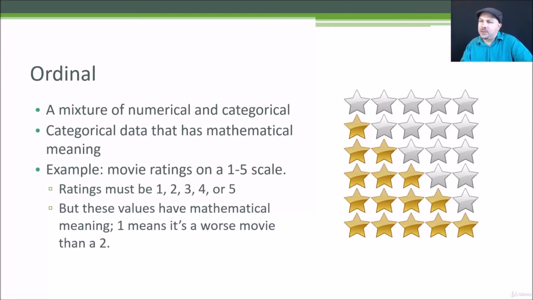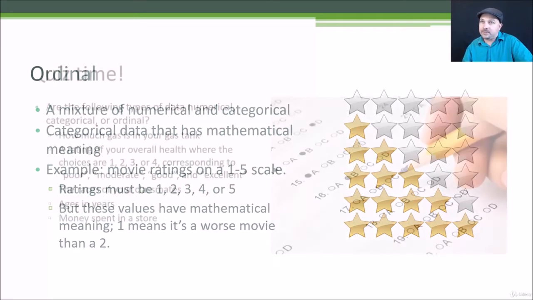Now you could also think of this, if you just thought of it as the actual number of stars, as discrete numerical data. So definitely a fine line there, and in a lot of cases you can't actually treat it that way. So there you have it, the 3 different types. There is numerical, categorical, and ordinal data.